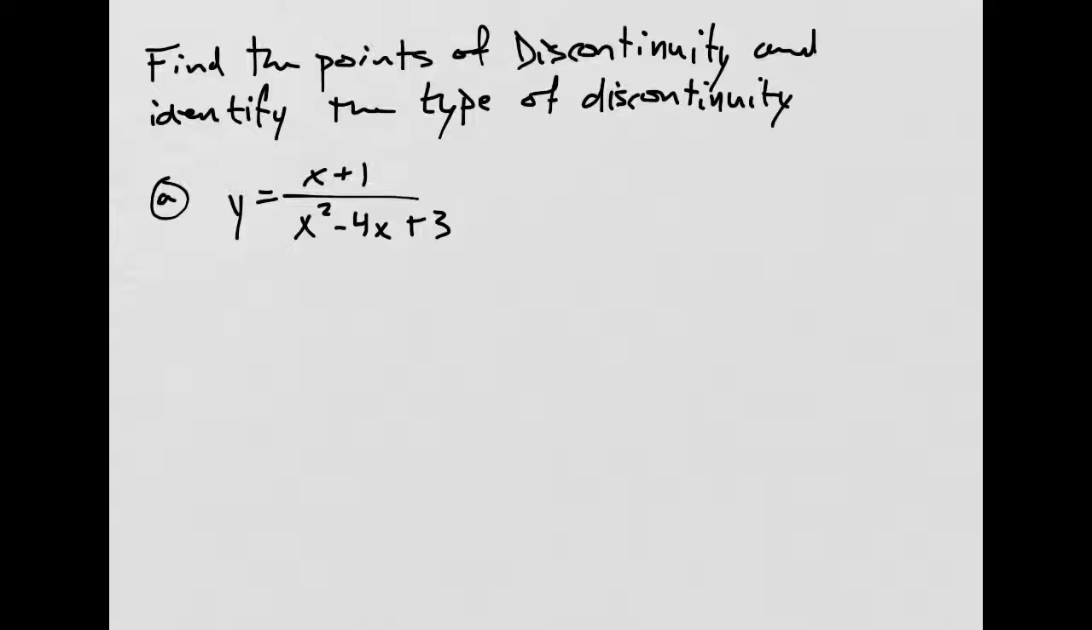So I'm thinking in this function I'm not allowed to have a 0 in the denominator, so that's exactly what I'm going to set the denominator equal to, so that I can figure out the x value that makes the denominator a 0. So I'll do this and I'll solve. First I want to try and factor. This would be 3 and negative 4. What is that? Negative 3 and negative 1.